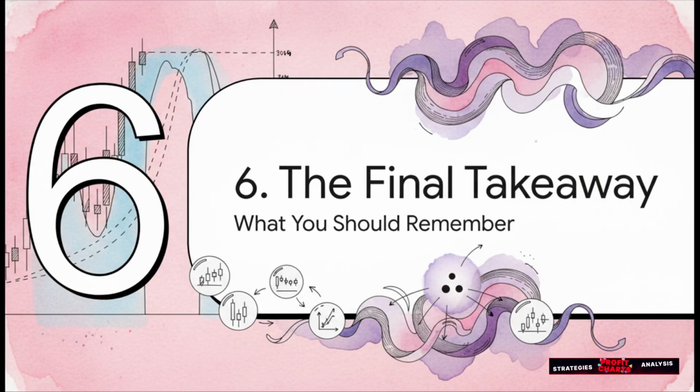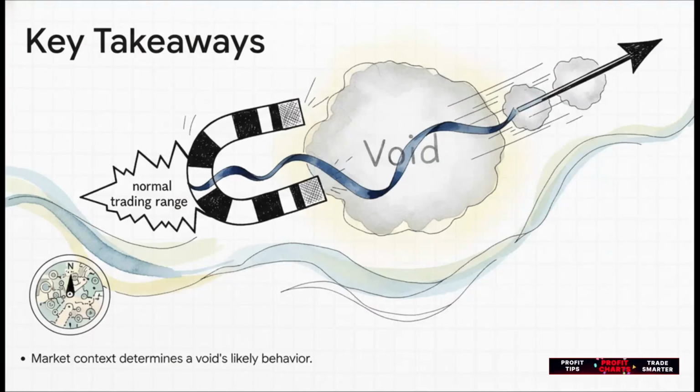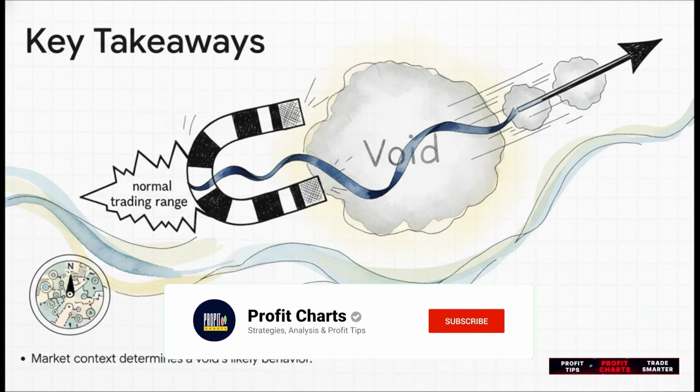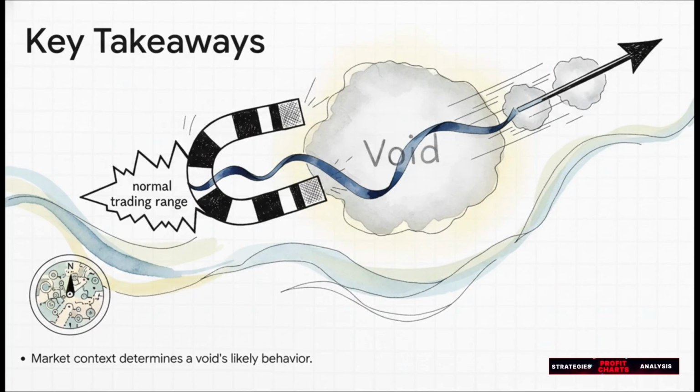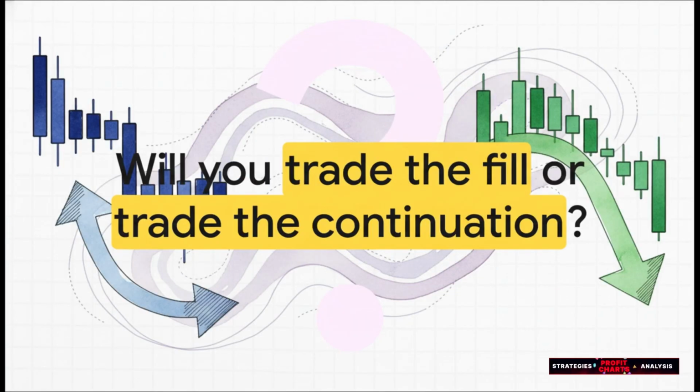Whew, okay, we have covered a ton of ground. Let's pull everything together in this last section and boil it all down to the absolute essentials you need to remember when you're staring at your own charts. So here's the bottom line. First, liquidity voids are just signs of market inefficiency. Second, they're created by those powerful, fast moves on super thin volume. Third, because the market loves efficiency, price acts like a magnet, getting pulled back to these zones. And finally, and maybe most importantly, the context of the overall trend tells you everything about how that void is likely to behave.